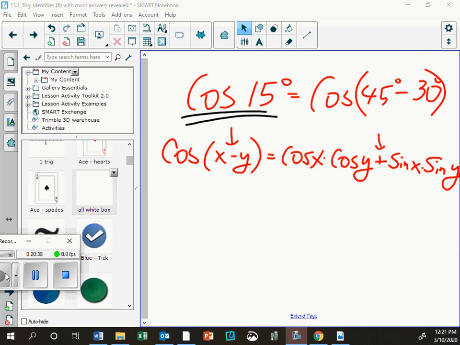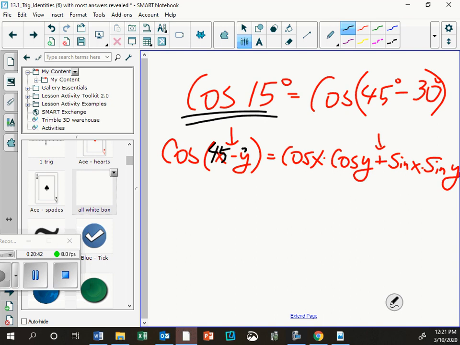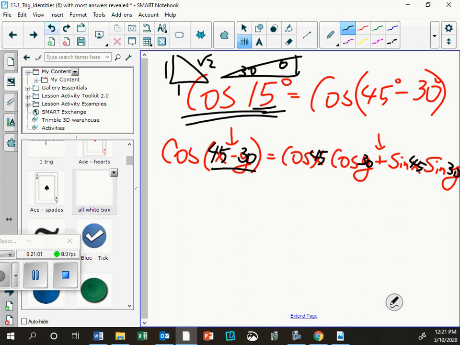Okay, let's see if you did it right. So we should have had 45 and 30 because that makes a total of 15. And then this is 45 and this is 30 and this is 45 and this is 30. And then I'm going to super quick make my little triangles. 1, 1, root 2. 1, 1, root 2 and 30, 60, 90, 1, 2, root 3. And now I can answer all those questions.